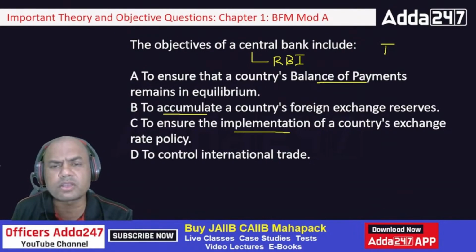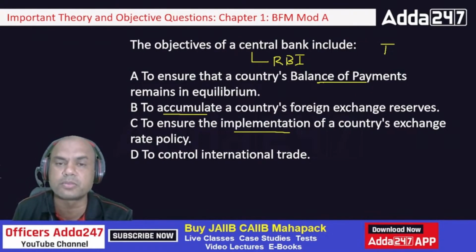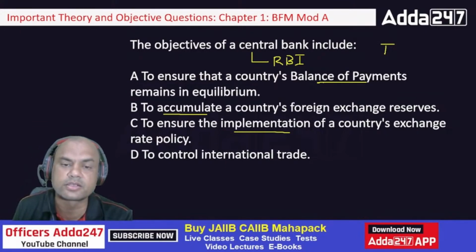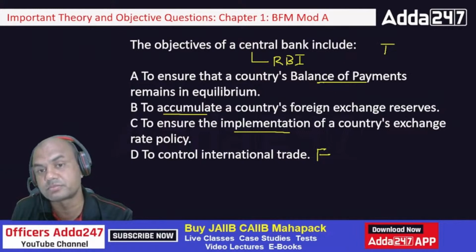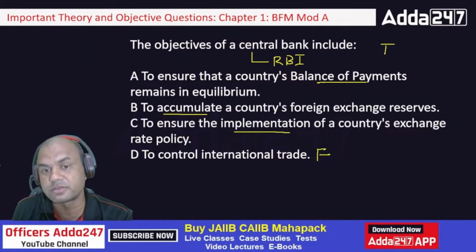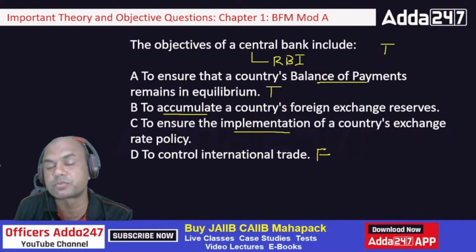So what all can RBI control? Firstly, let's go with the removal method. We'll remove whatever is not required first. To control international trade: it is not possible for anybody to control international trade. So this is false. Next, to ensure that balance of payment remains in equilibrium. This is actually the main job of RBI. So the answer over here is true.